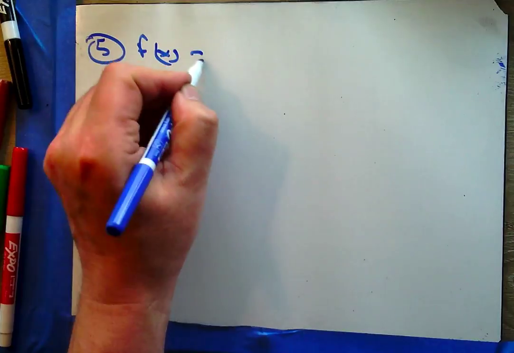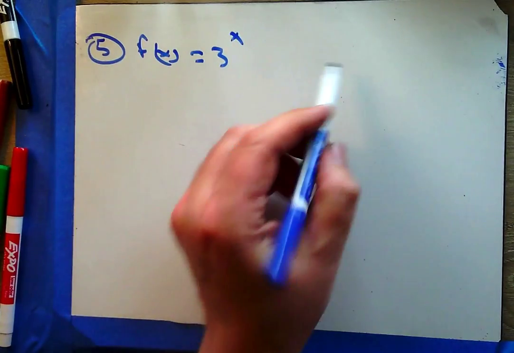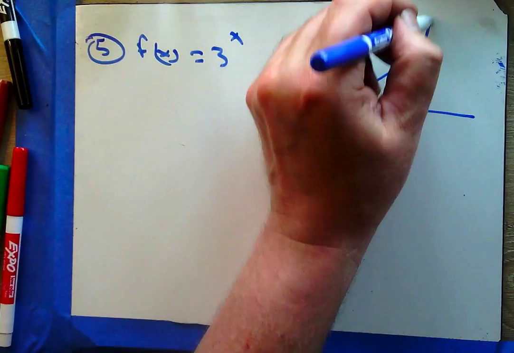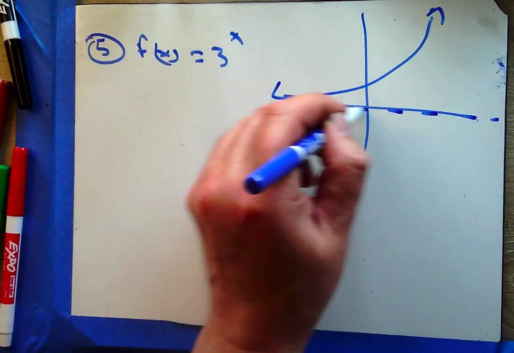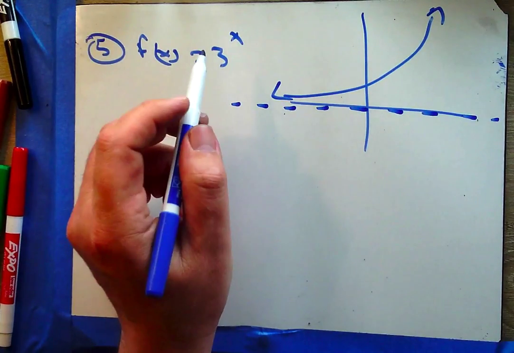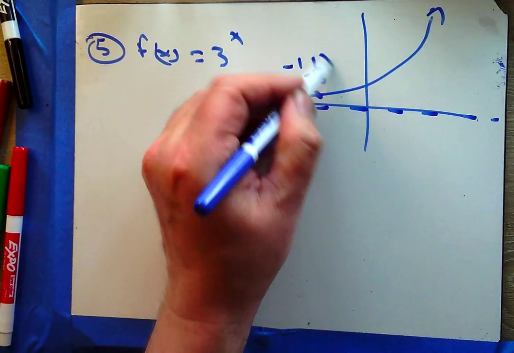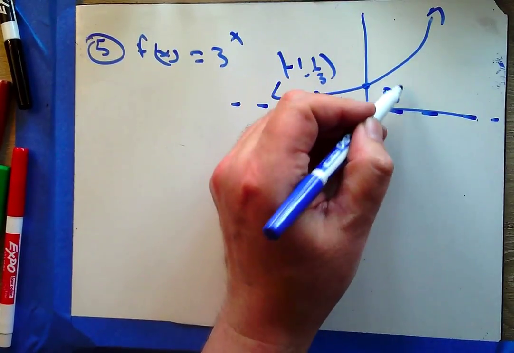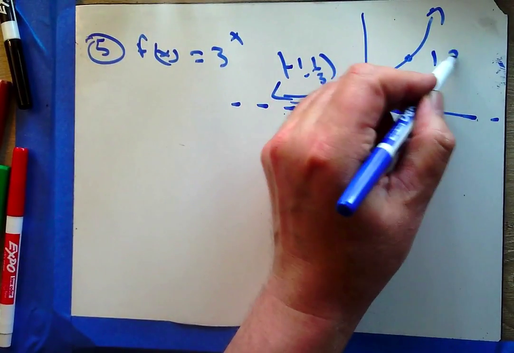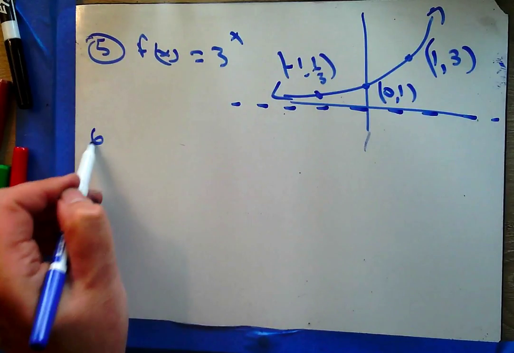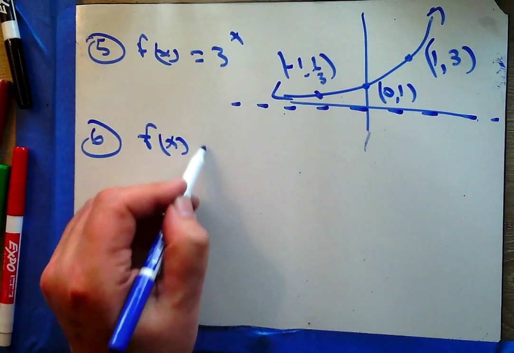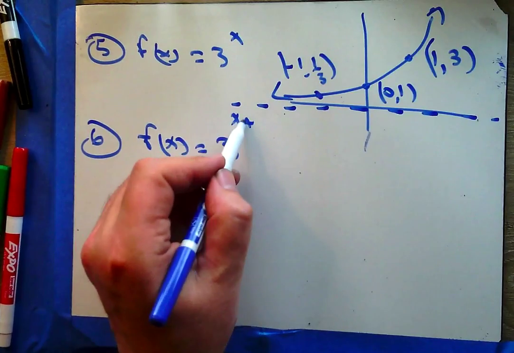Okay. And we've got what looks like 7 of these, 8 of these. So 5, f of x equals 3 to the x. Well, this is just our exponential reference graph. It's not been shifted up or down or stretched left or right. It's just the basic graph. So really, I just need the reference points: -1, 1/b; 0, 1; and 1, b. Okay? 6, f of x equals 3 to the x plus 2.